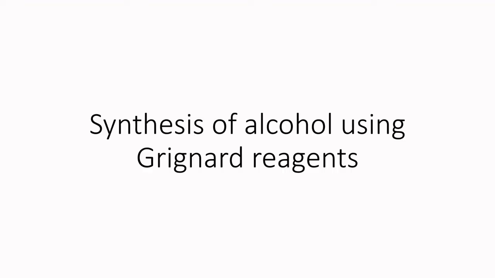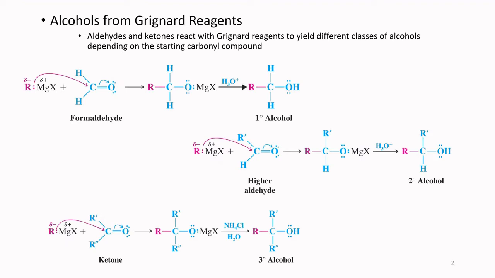How do we synthesize alcohol using Grignard reagents? As I have mentioned before, alcohols can be synthesized from Grignard reagents using carbonyl compounds. But the final product of the reaction is determined by the starting material that we use for the reaction.